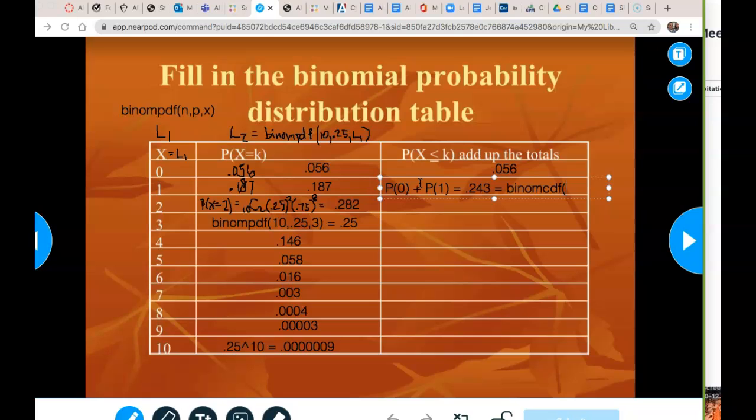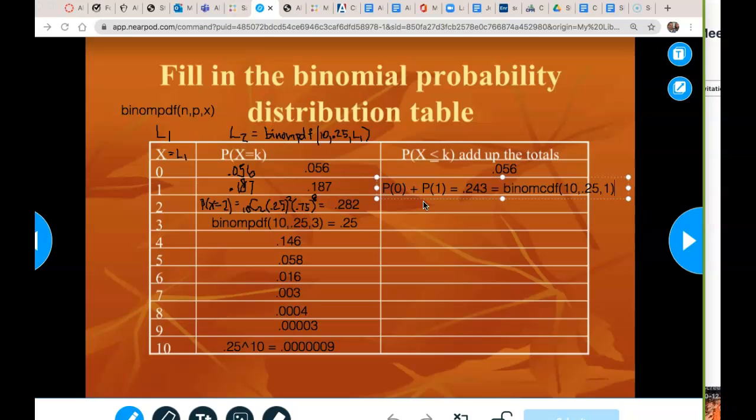And we would put in n, p, and then 1. So that would give me 0.243. So if you do binomial CDF, it adds up all the probabilities that come before it. It's a cumulative distribution function. We did cumulative frequency distributions earlier this year. I think that was chapter 2 as well. So it just adds up all the previous values. But we could do that in the list as well.